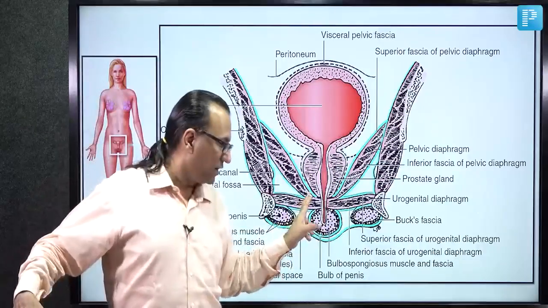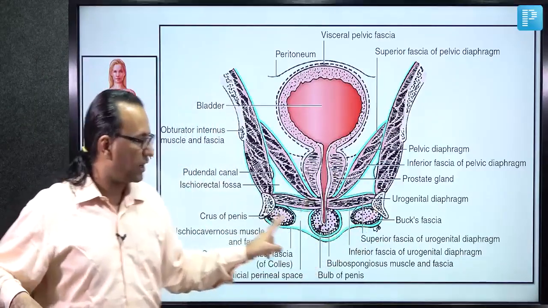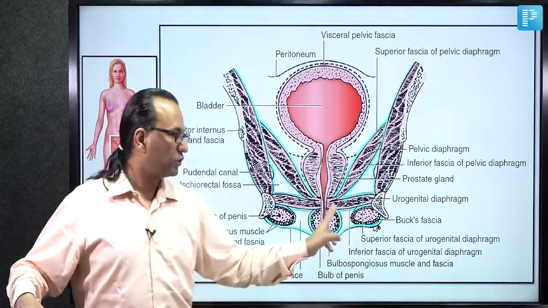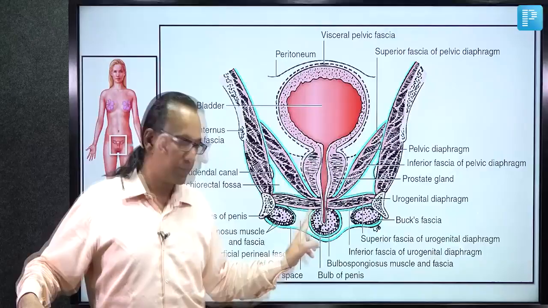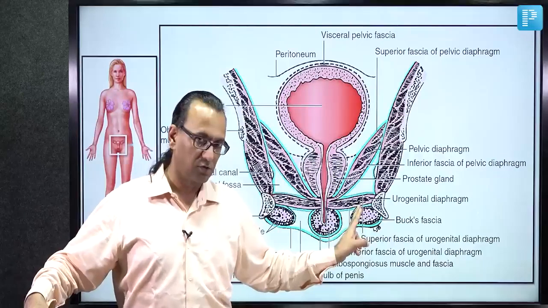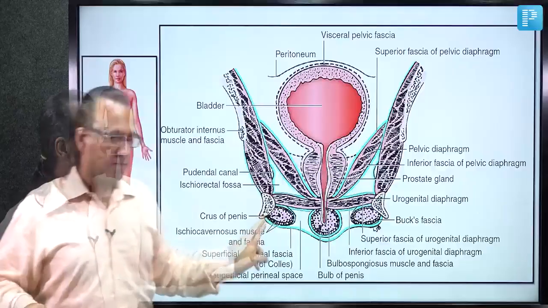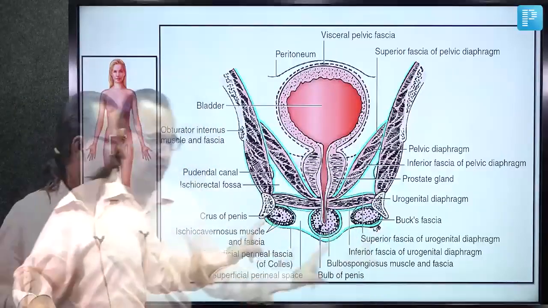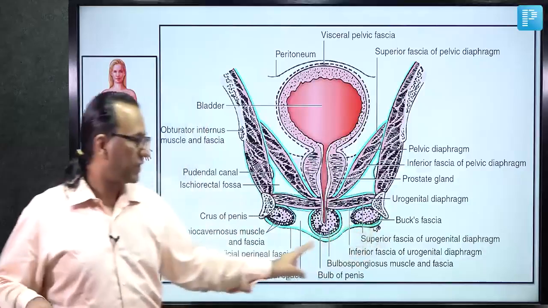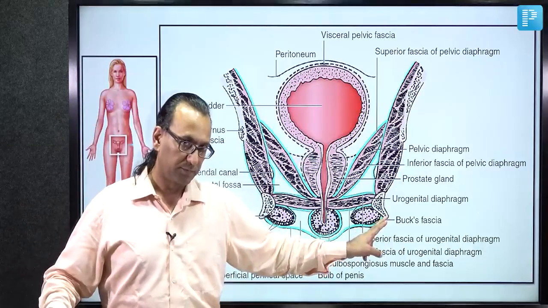If we go slightly below, then we have the superficial perineal pouch having some muscles. This is the bulbospongiosus muscle around the bulb of the penis. There are other muscles also, like ischiocavernosus, which is a lateral muscle and does not come to the midline. And the most superficial structure will be skin, under which we have the Colles fascia. Colles fascia is the floor of the superficial perineal pouch.